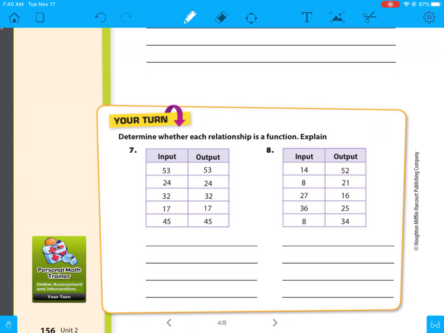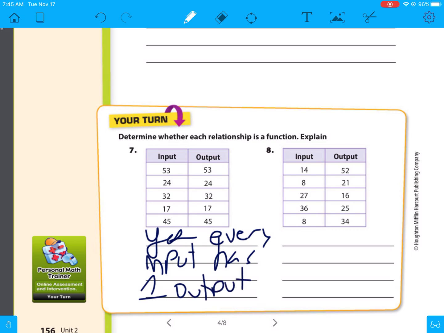So if you look here for number 7, 53 goes to 53. Do you see how all the inputs are different? So this would be, yes, it is a function. So every input has one output. So now if you look at number 8, do you see these two numbers? So you have 8 and 8, and it goes to 21 and 34. That's two different outputs. So no, 8 has two outputs.